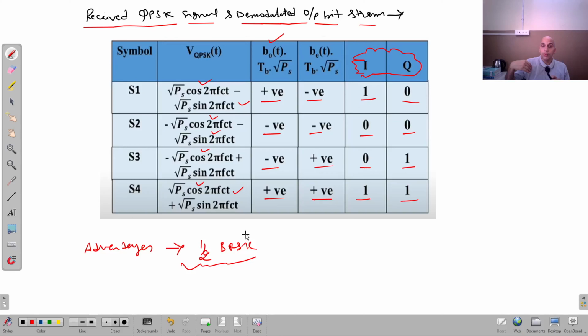If I come to the disadvantages, the disadvantage is that it is difficult to design the circuits for the extraction and generation of the QPSK signals. Also, as there is a change in the phase, we are using 4 phase angles, so there is always a probability of the introduction of errors or noise in the modulated and demodulated signals. So that has to be taken into consideration.